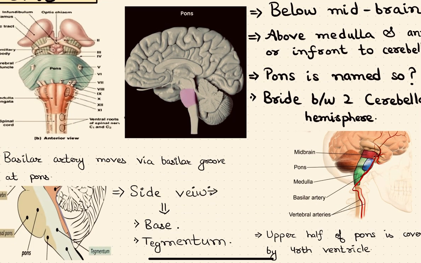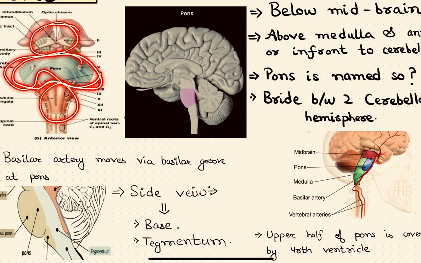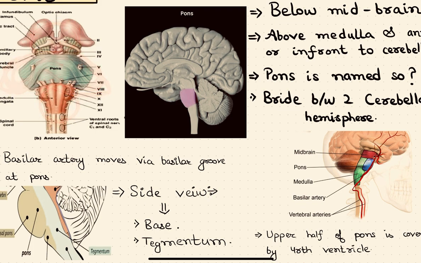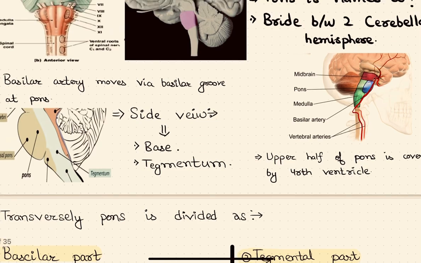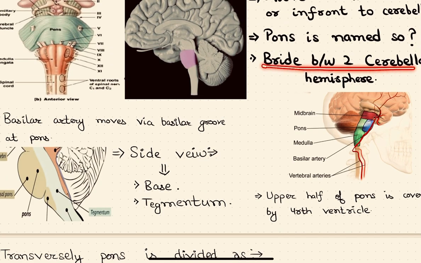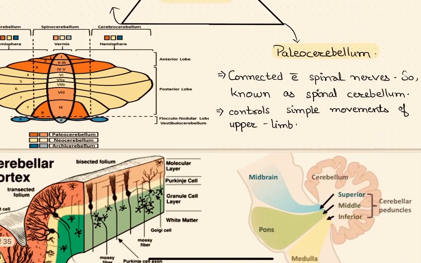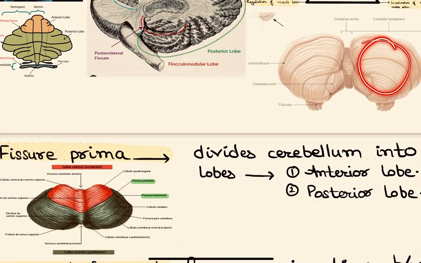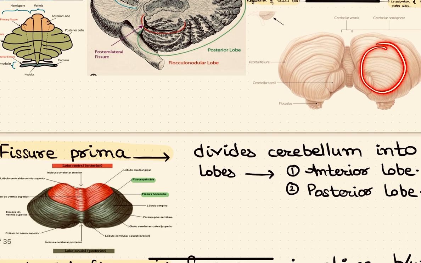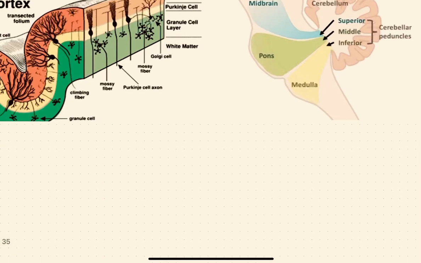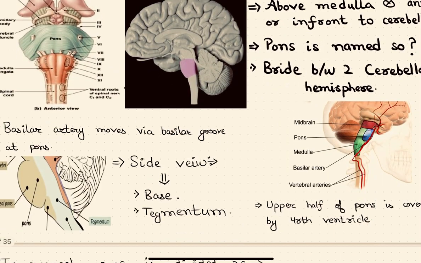Now how does the pons varolii look and where is it present? It is present in front of the midbrain's lower end and above the medulla oblongata. This region is nothing but pons varolii. Why is it named pons? Because it is a bridge between two cerebral hemispheres. These are the two cerebral hemispheres, and at the posterior end there is a bridge that is nothing but pons varolii. Okay, that's why it is known as pons.